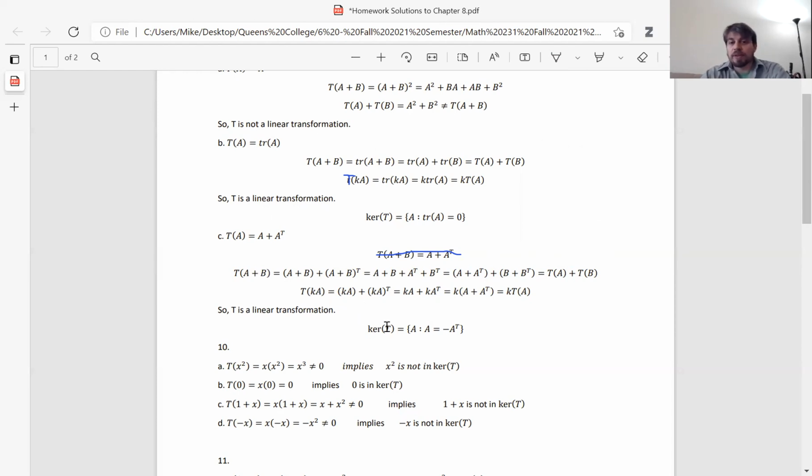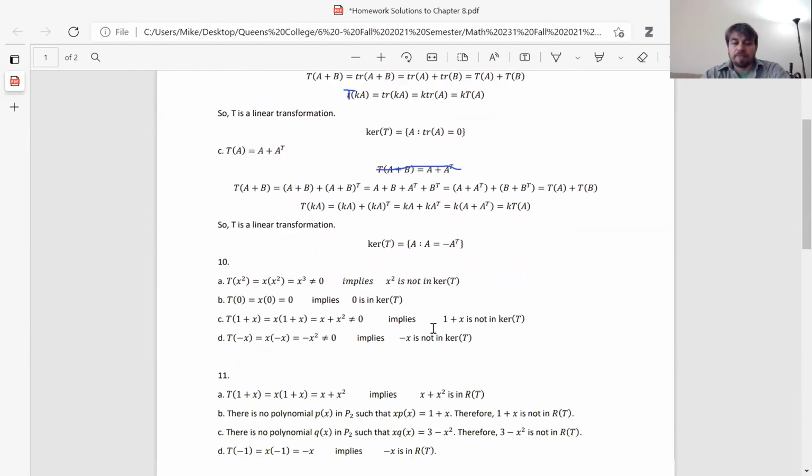So we can talk about the kernel. The kernel of T is equal to the set of all A such that A equals negative A transpose, right? The only way T of A is 0 is if A plus A transpose is 0. And A plus A transpose is 0 if A equals negative A transpose.